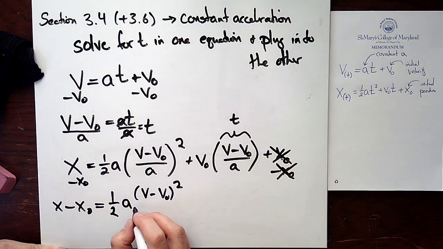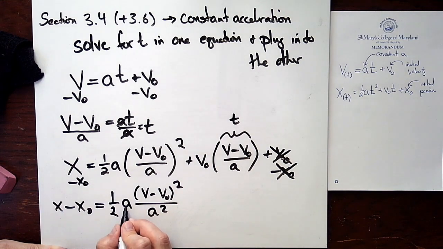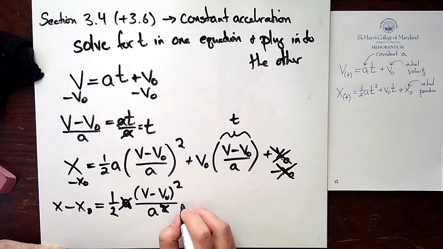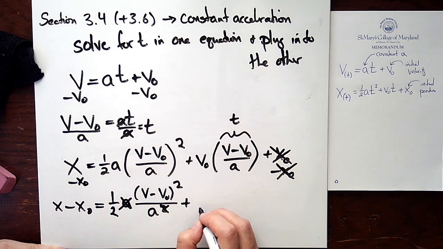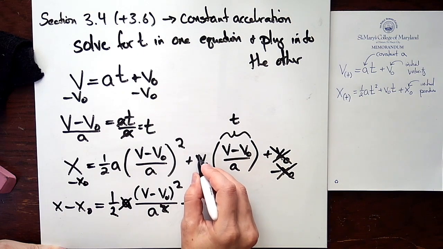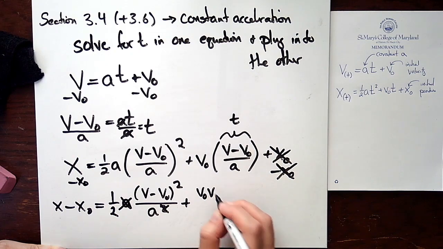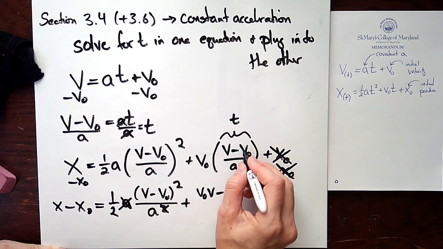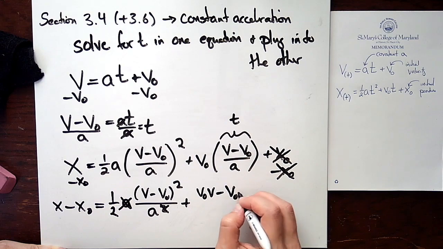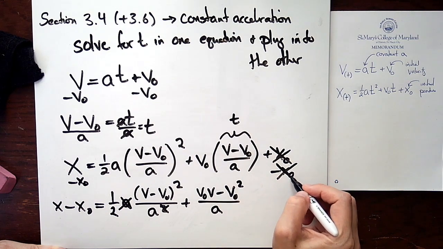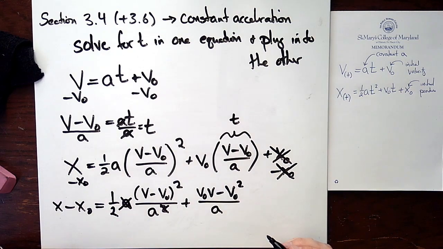So v minus v naught squared over a squared, because then I see I have one acceleration up here, two down here, and we'll cancel one of those. And then here I'll distribute this v naught inside. So I'll have v naught times velocity minus v naught times negative v naught, so that'll be negative v naught squared over acceleration, and the initial position I canceled, I moved it over here.